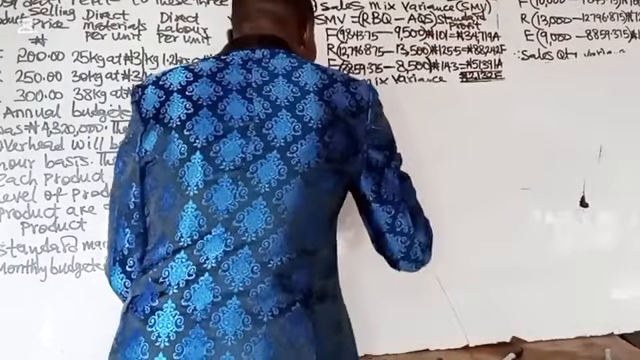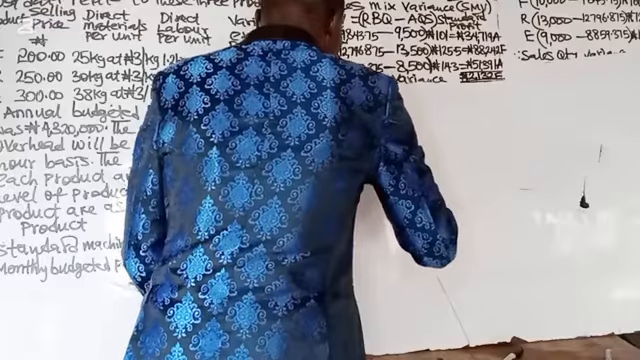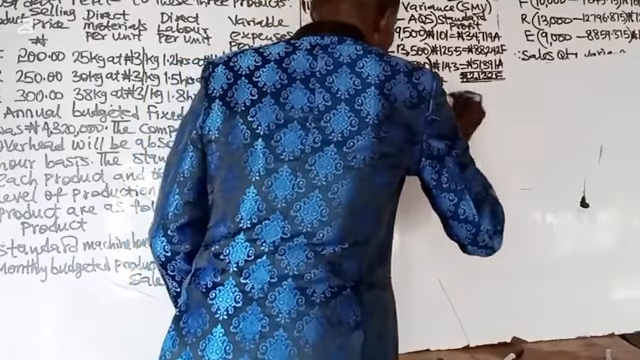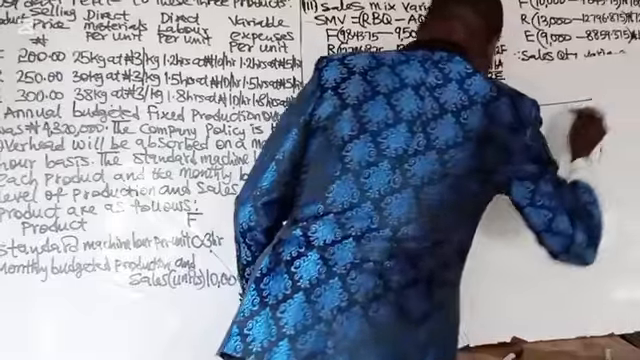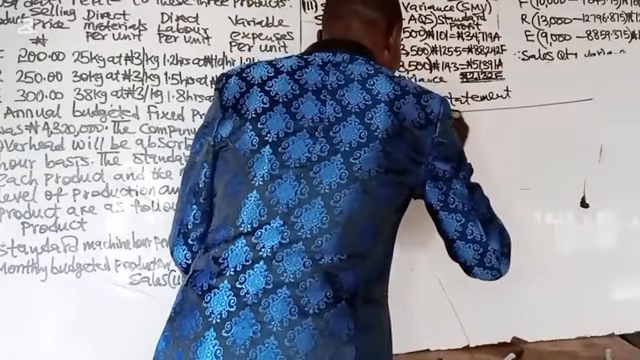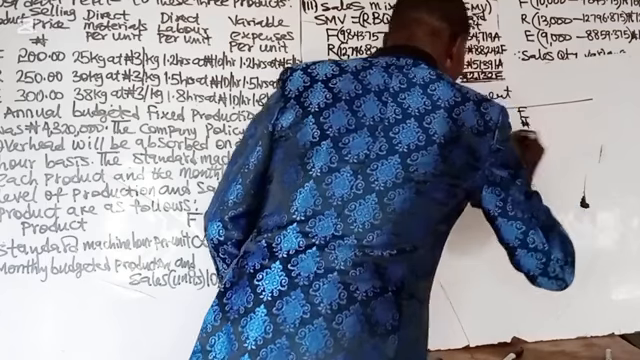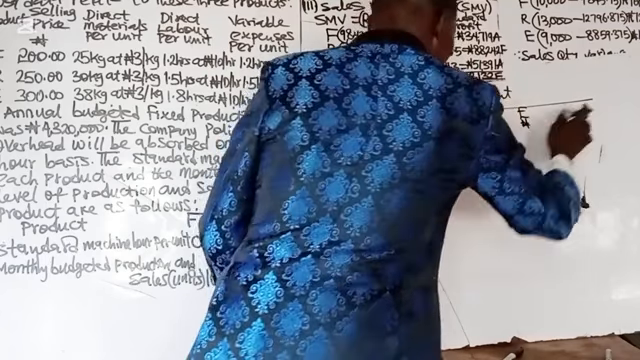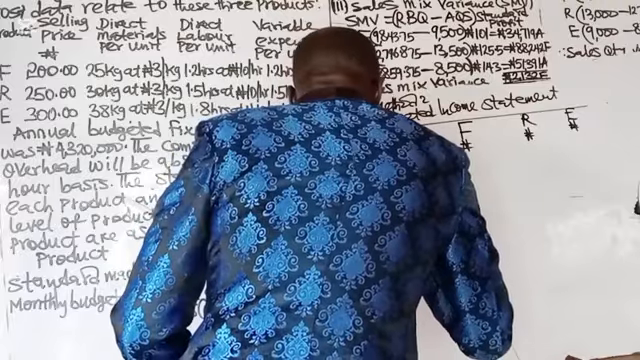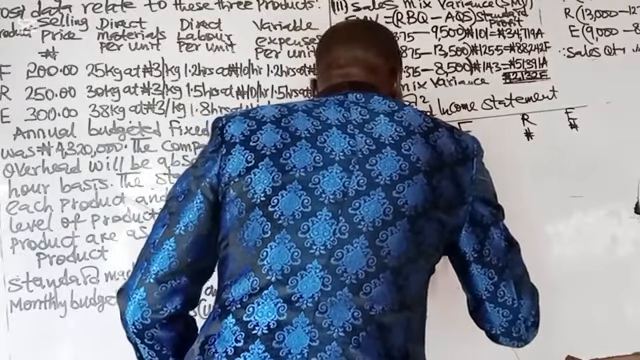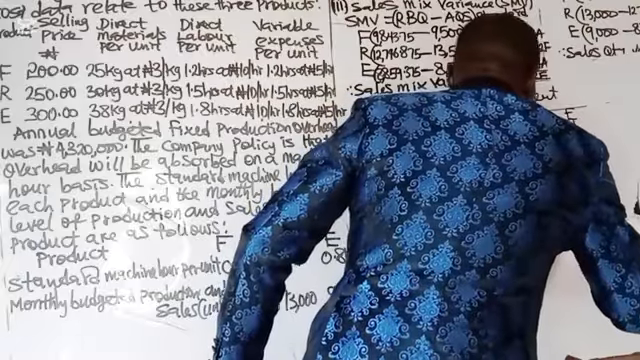Now, using the second method, method 2: the budgeted income statement. If you like, you can say profit statement. You have 3 products, F, R, and E. We have the standard selling prices: 200, 250, and 300.